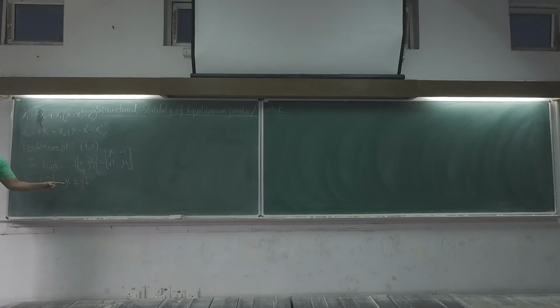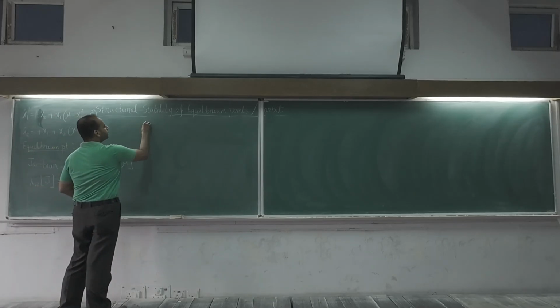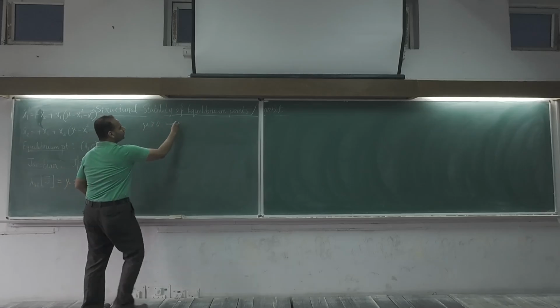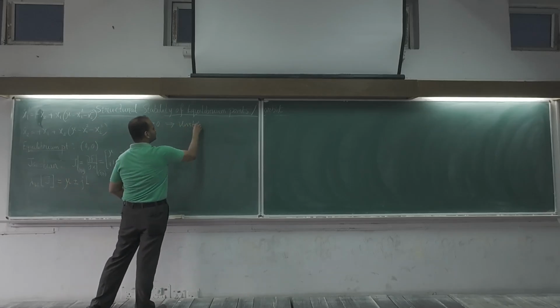I hope all of you remember this one. That is the eigenvalue. It was mu plus minus j1. Very simple, from this matrix only we can find this expression. Now what happens if mu is greater than 0? It will be an unstable focus, right? What happens if mu is less than 0? It is a stable focus. Now let's say mu is greater than 0. It gives you an unstable focus.